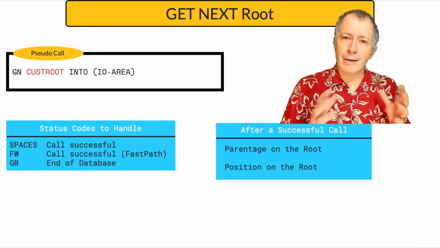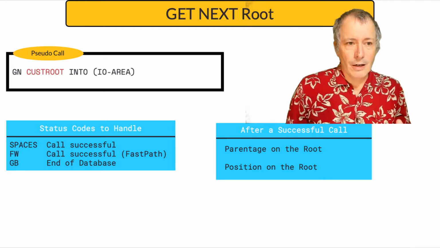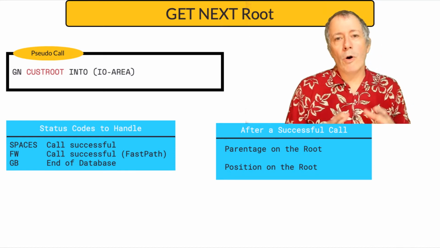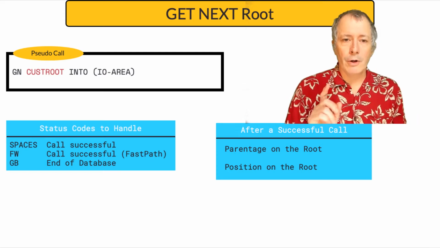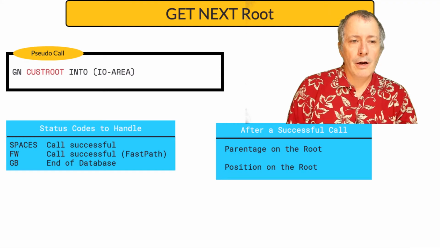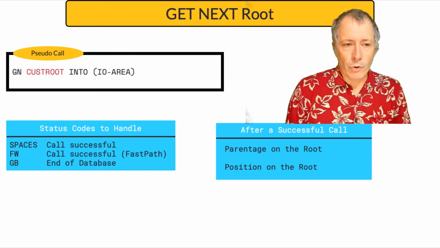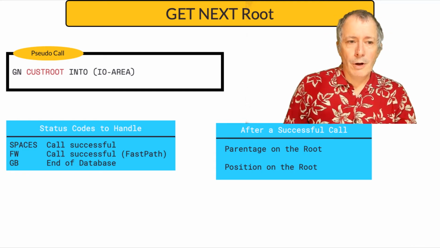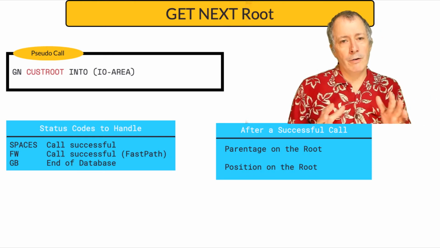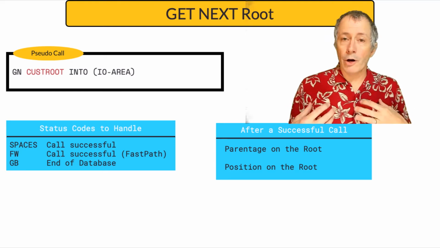If the call was made against a FastPath database, or what's known as a data entry database, FW might be returned. This means the call was successful, however overflow buffers might have been used. The FW is a FastPath specific status code and should be treated like blanks. Now, if the call is successful, parentage is on the root and position is on the root. The position and parentage are very important if a Get Next Within Parent call is done later.